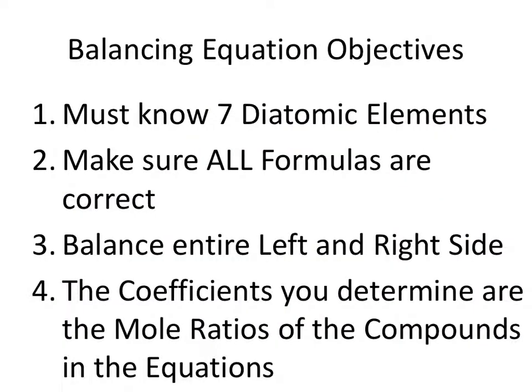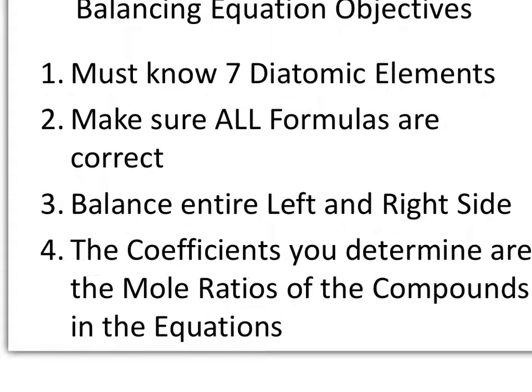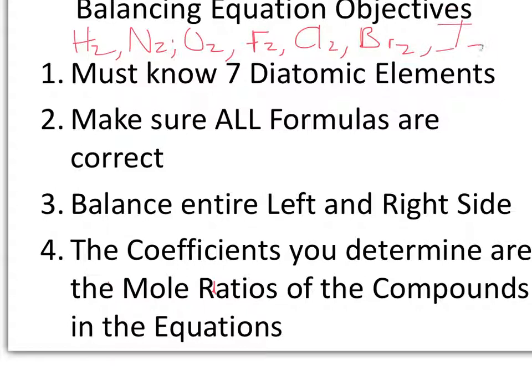And so the last part about balancing equations, again, is number 1, you must know all 7 diatomics. Remember, it's all the gens, so it's hydrogen, nitrogen, oxygen. Matter of fact, let's make this right. If we're going to do it, let's do it the right way. Let's make them diatomics. So I've got H2, I've got N2, I've got O2, and so hydrogen, nitrogen, oxygen, and the halogens, which is F2, Cl2, Br2, and I2. Number 2, make sure all formulas are correct.